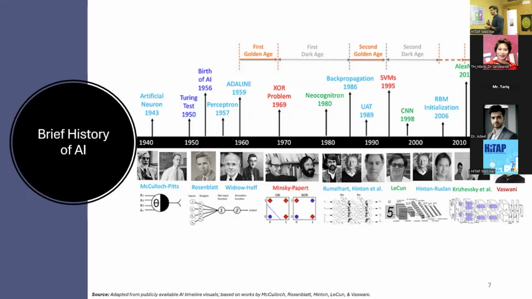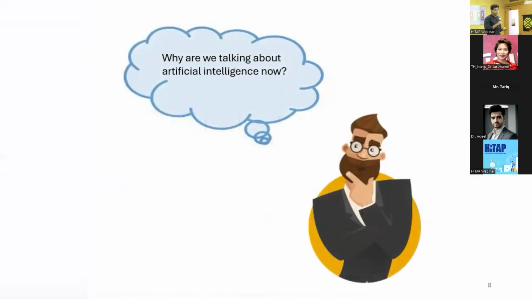And we can also see the rise and fall of artificial intelligence over time. So the real question is, if artificial intelligence is not new, then why are we discussing it nowadays? Why is artificial intelligence everywhere now? So let's try to answer this question.